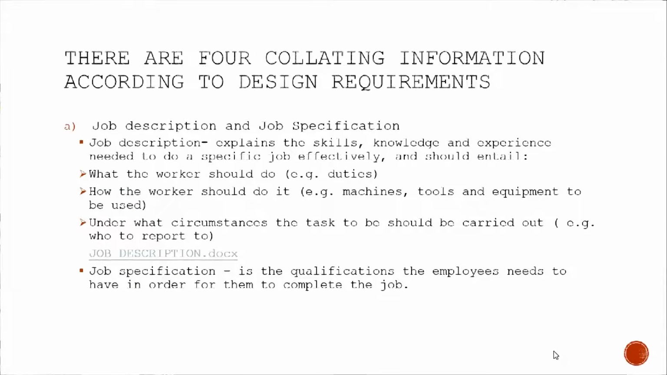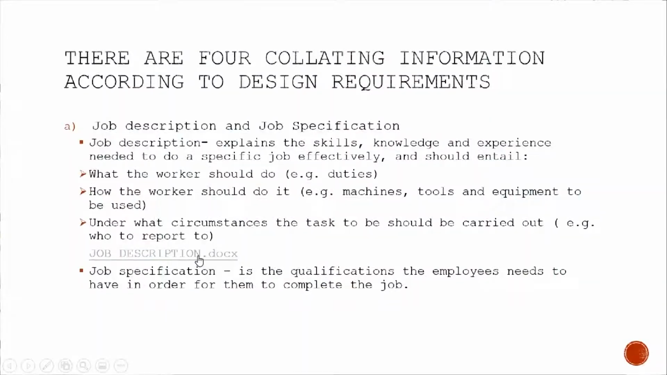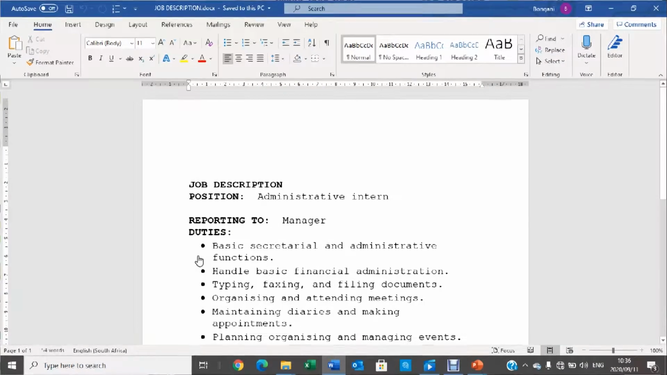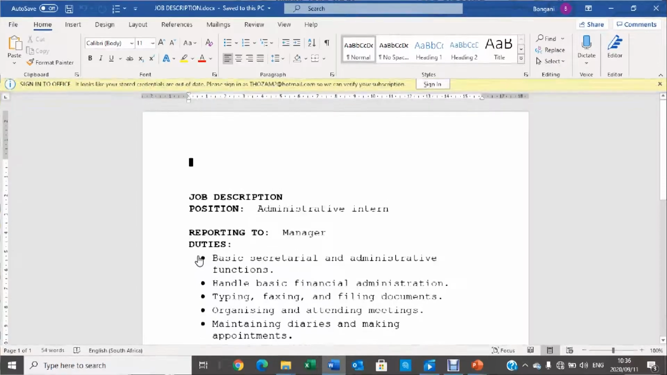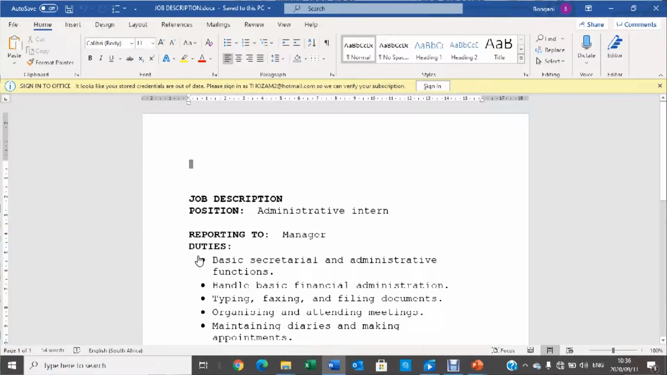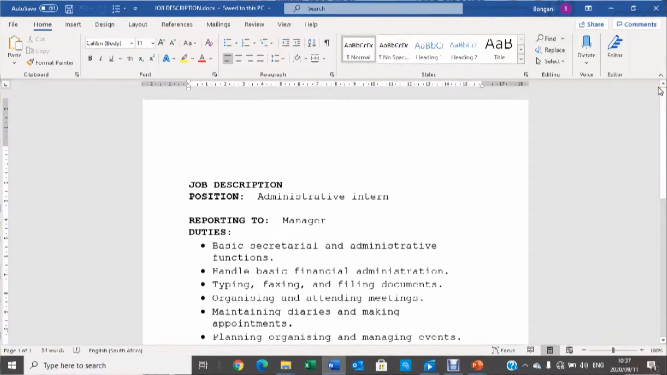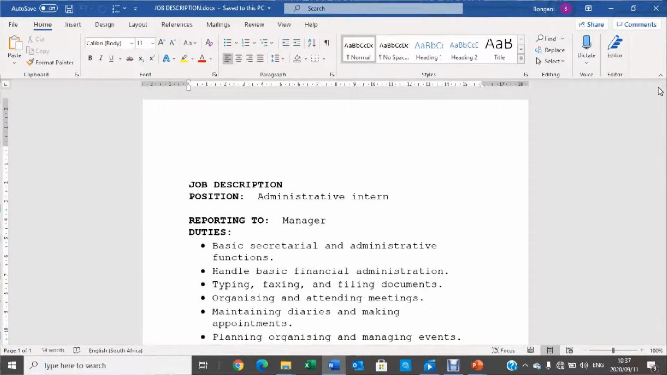While we are still here, we also have an attachment that I'm going to open now. It is an example of a job description. So can we go to the example of job description? In front of you now, you have an example of a job description. When you check there, the first thing that must be there is the title, which is job description. The position is administrative intern, and then reporting to, it must be your manager.